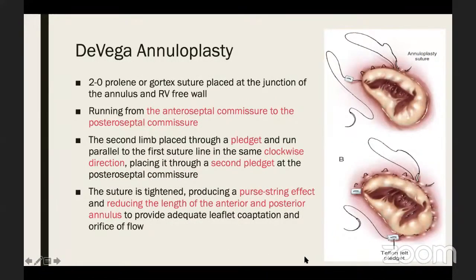The second technique is the De Vega annuloplasty. In this technique, 2-0 Prolene or Gore-Tex suture is placed at the junction of the annulus and the RV free wall, and running from the anteroseptal commissure all the way to the posteroseptal commissure. And then the second limb of the suture is run parallel to and close to the first suture, and then again passed through a second pledget at the end. And once the suture is tightened, it will cause a purse string effect and reduce the length of the anterior and posterior annulus, providing adequate coaptation.